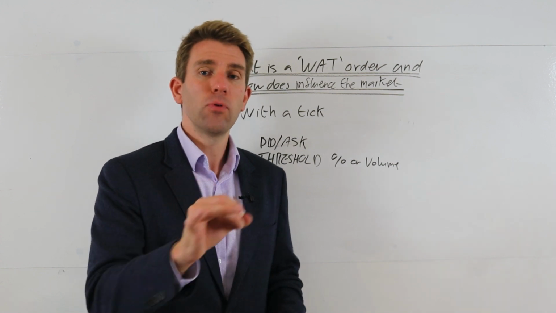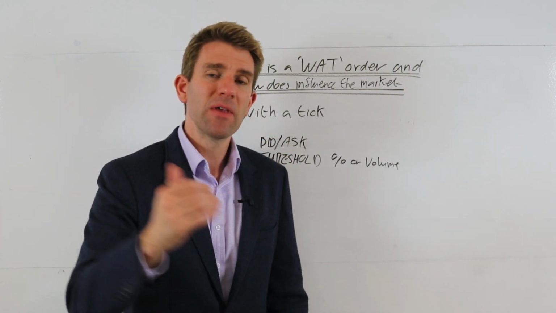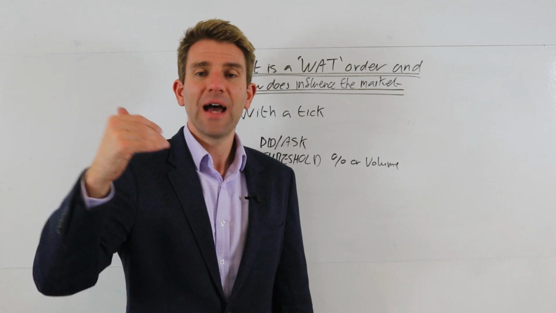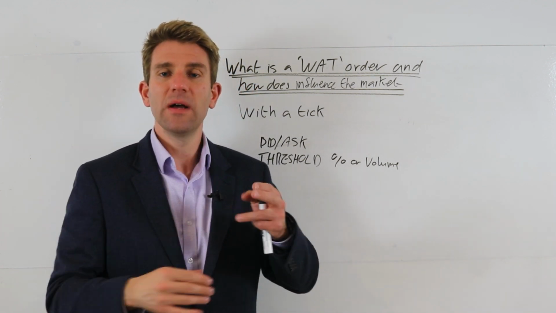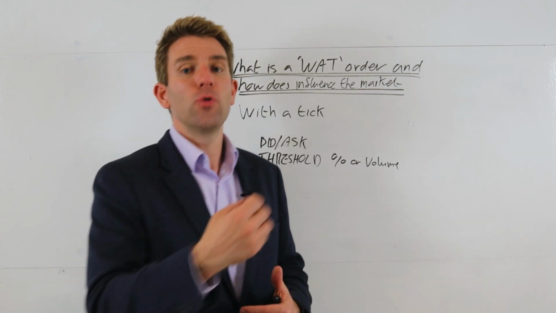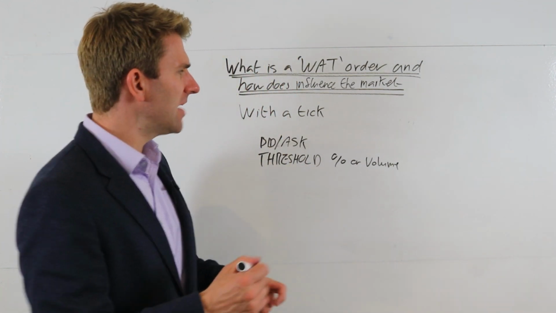of order. But the important thing is if we know what it is and understand it, then when we start seeing certain types of action in price, we can think, oh, actually that might be because of this order type, and we can think a little bit about who's on the other side of the trade. So let's look at an example.